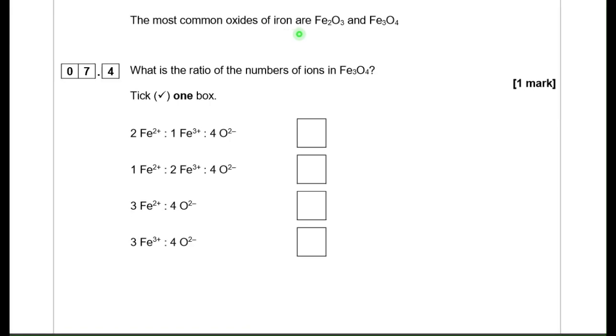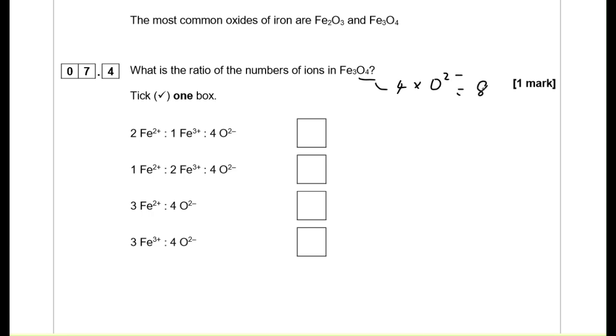The most common oxides of iron are Fe2O3 and Fe3O4. 7.4. What is the ratio of the numbers of ions in Fe3O4? For 1 mark, tick 1 box. Now we know an oxide ion is O2−. So in Fe3O4, there must be 4 O2− ions. So altogether there must be 8 negative charges. Now we know a compound like Fe3O4 can have no overall charge. So there must be 8 positive charges.